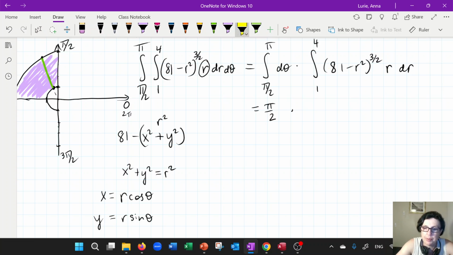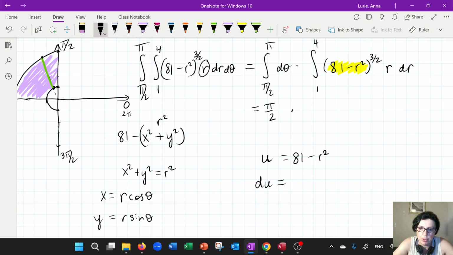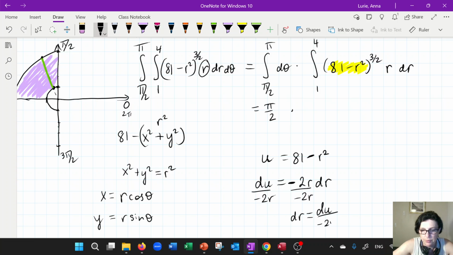So we're going to have the substitution equal to whatever is in the power, right? So this is going to be your u equals 81 minus r squared. Now, the most common mistake I see here is that when people put du, they say that's 2r dr. That is incorrect, because you do have a minus in the front. So don't forget that minus there. So from here, by dividing both sides by negative 2r, I find that dr equals du divided by negative 2r.